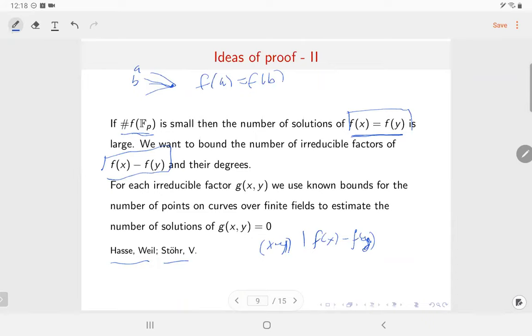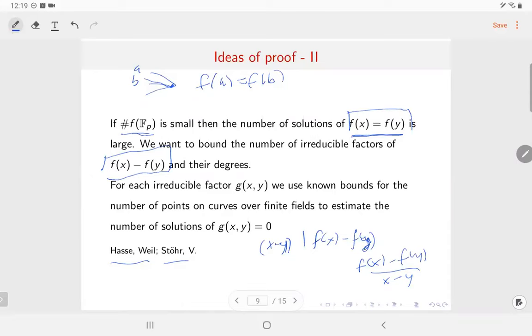In fact, the typical situation would be f of x minus f of y over x minus y. So that's going to be the ideal situation, right? That's what you expect when this is irreducible. Then you need to deal with the number of points of solutions of an equation of large degree. And then the Hasse-Weil bound is not so useful.